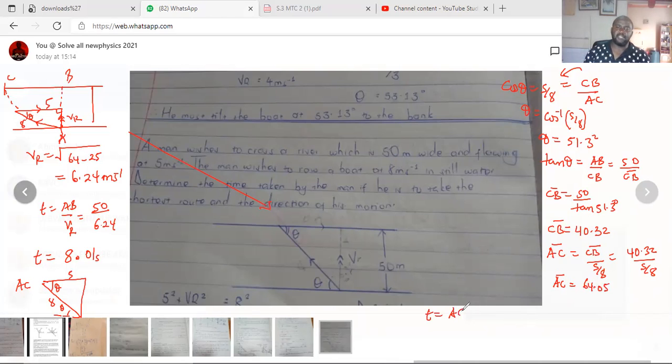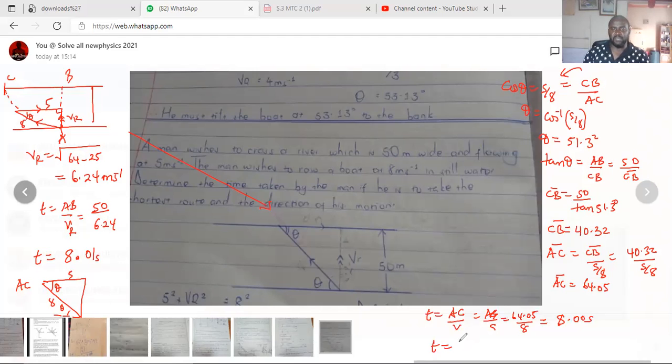Now let's check out the time. Can I use SC out of the velocity along SC? Velocity along SC was V. So the time is SC out of 8, which is 64.05 divided by 8. What answer do we get? 8.006, approximately 8 seconds, just like the other one.